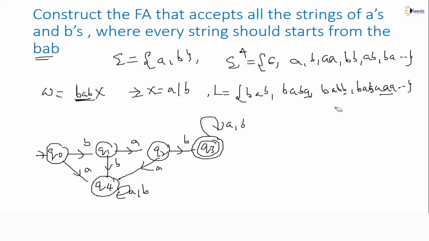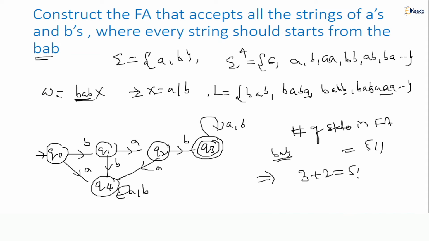Now you can think about the number of states. The number of states in the FA: how many states did we get? 1, 2, 3, 4, 5 states we got. As I mentioned, some sequence needs to be observed. What is the string length? BAB, so the string length is 3 plus 2 equals 5. Initially also we observed, for strings starting with A, the string length is 1 plus 2, which is 3. Now the length is 3, so 3 plus 2 is 5.